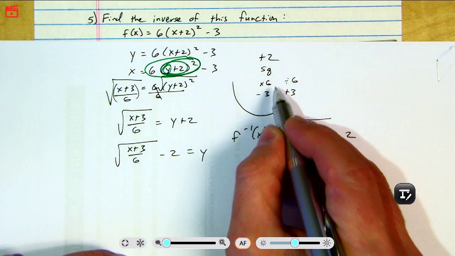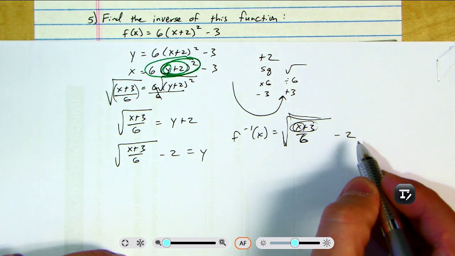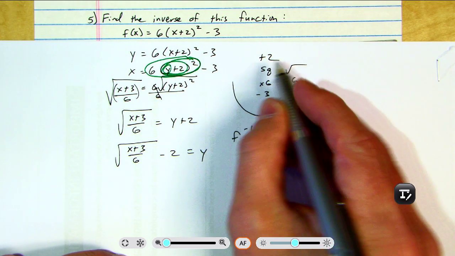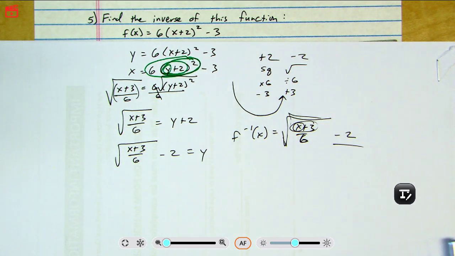What's the inverse of squaring? Square root. Look right there. What's the inverse of adding 2? Subtracting 2. Look right there. See how all that works out? I don't know. I think that's pretty cool.